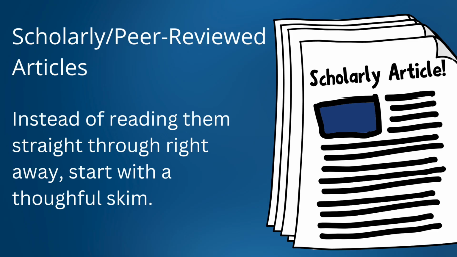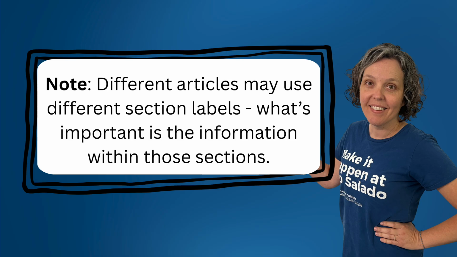Scholarly articles can be long and dense, but you don't have to read them straight through from beginning to end right away. Here's a process you can use to do an initial skim of the article to see if it's something worth a closer read. Just a quick note, not every article will use the exact same section names that I'm using in this example. Don't let that throw you off. You're still looking for the same kinds of information, even if the section labels are different.